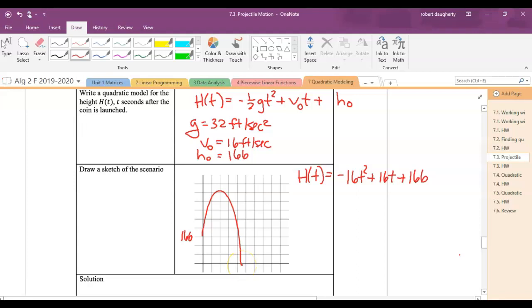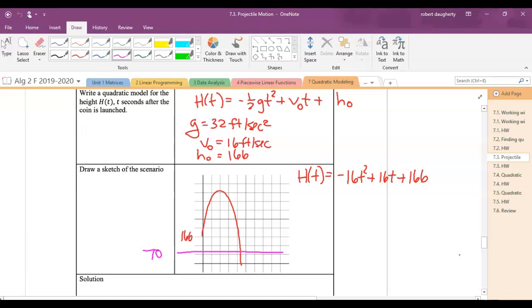So what are they asking me for? Yeah. So when is this thing 70? So if this is 166, 70 is down here. Okay. How many answers do I expect? Yeah, I expect one answer for this one. When I solve the problem, I may get two answers, because this thing went down here, but there's only one time in the flight of this object that it's at 70.